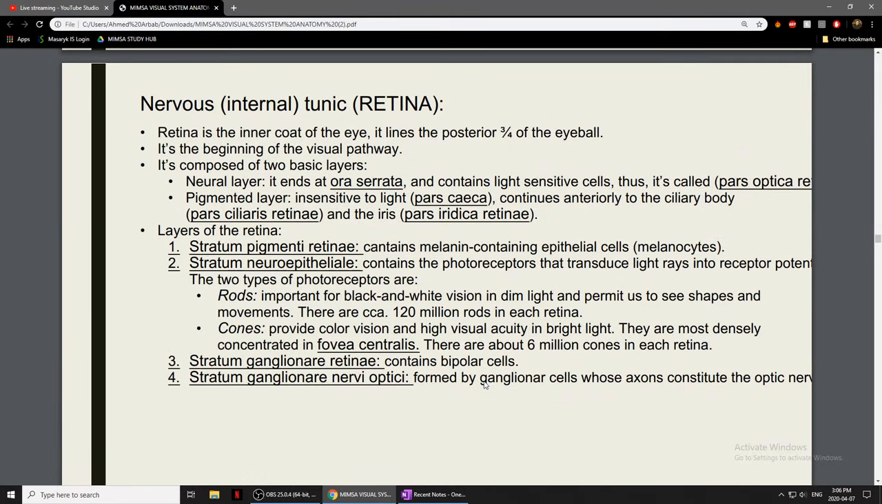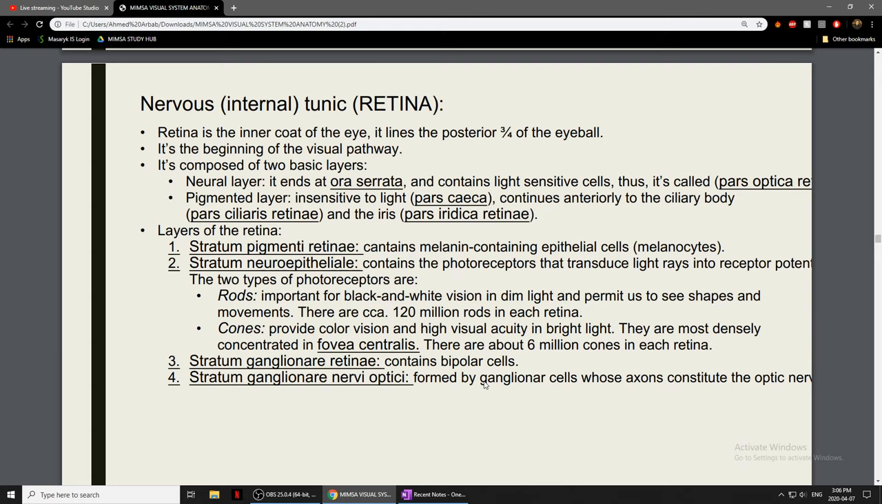So, last tunic, the nervous tunic. The retina is the inner coating of the eye. It lines the posterior three quarters of the eyeball. It is the beginning of the visual pathway. So light starts by entering into the eyeball and onto the retina, and that's where the pathway starts for visual perception.